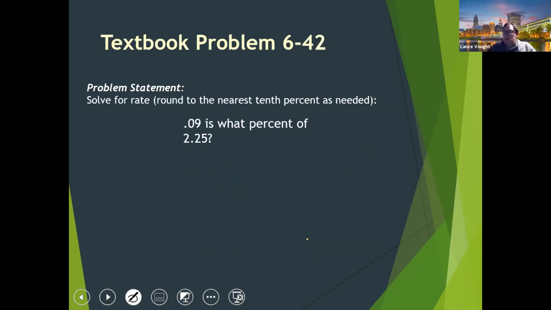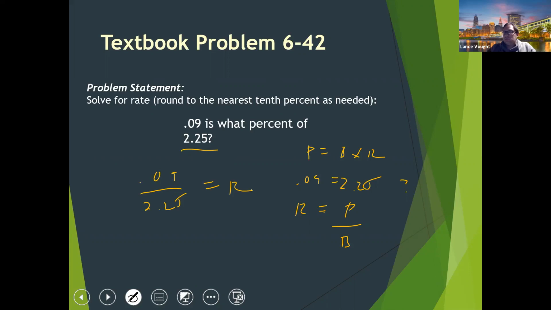If we're solving for the rate, again, P equals B times R. 0.09 is actually our portion. Our base is 2.25. So we need to find R. If we're trying to find R, we're going to do P over B. So we end up with 0.09 divided by 2.25 equals R. So when we do 0.09 divided by 2.25, we get 0.04. This is our rate as a decimal, but it said we want a percentage. So we need to turn it to a percentage, go over to the right, 4% is our answer.